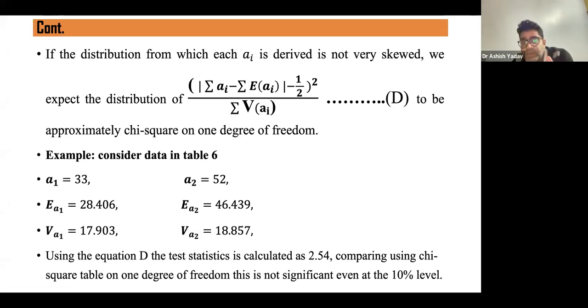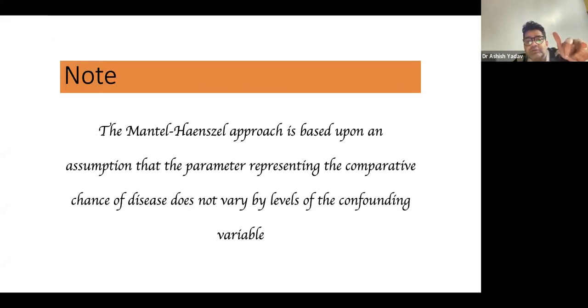And using the Cochran and Mantel-Haenszel test statistic D, we tabulate this test statistic and compare it with the chi-square table at 1 degree of freedom. If our null hypothesis is rejected, we would say that there is an interactive effect. The Mantel-Haenszel approach is based upon the assumption that the parameter representing the comparative chance of disease does not vary by levels of the confounding variables.